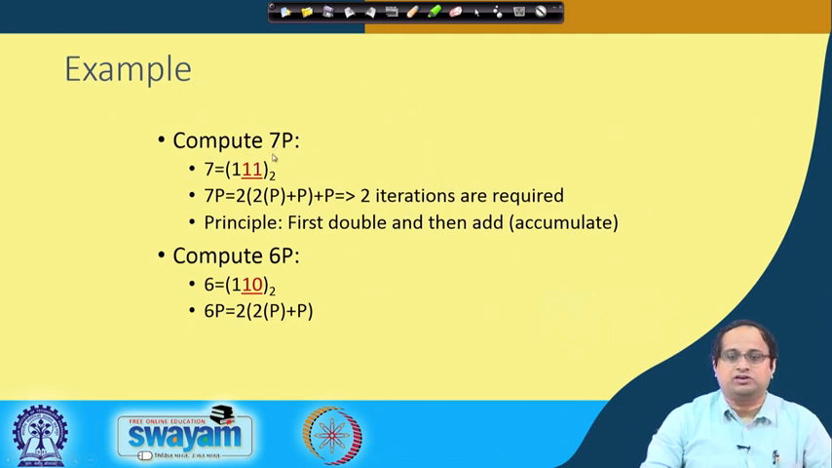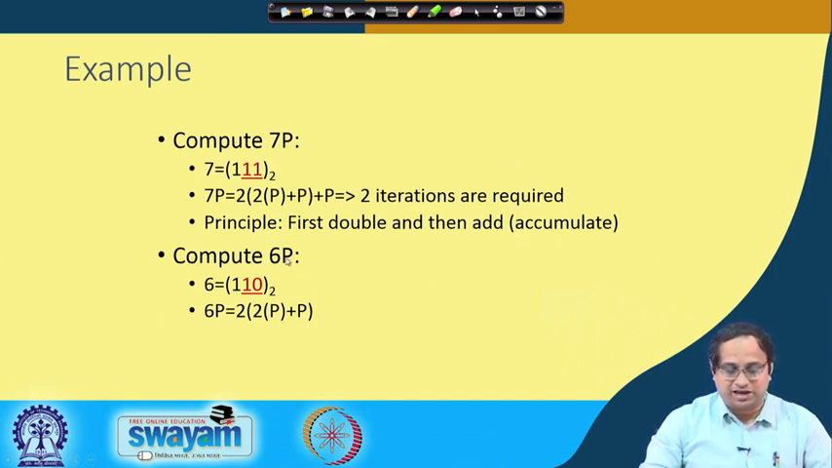Suppose I want to calculate 7p. So 7 can be written as 1 1 1. Note that if I leave out the first 1 and start processing from the next one, I do 2 into p plus p, because it is 1, and likewise since the second bit is also 1, I again do 2 into that plus p. So this is 2p plus p, which is 3p, into 2 is 6p, plus p is 7p. Note that 2 iterations are required, and I first do a double and then an add. That is the basic principle of this technique.